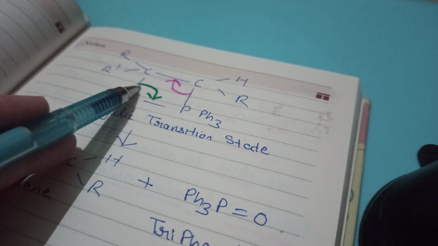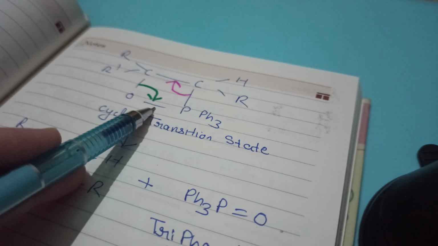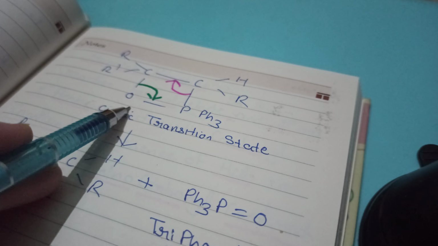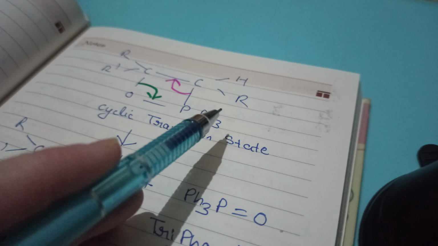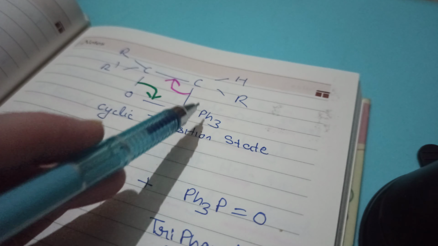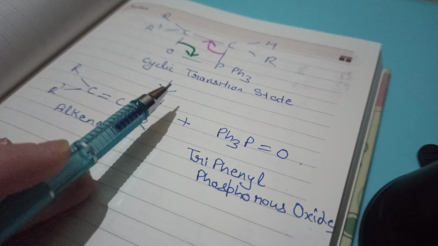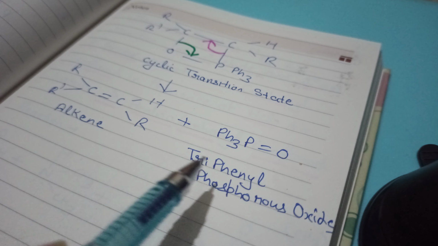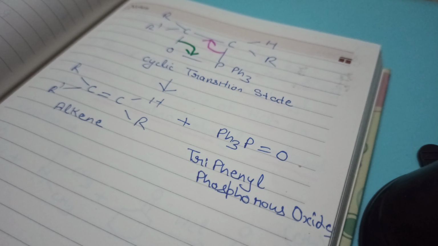Now this bond is shifted to here and carbon and oxygen bond is broken, and this bond is shifted to here and carbon and phosphorus bond is also broken. So alkene is formed and triphenyl phosphorus oxide is formed.